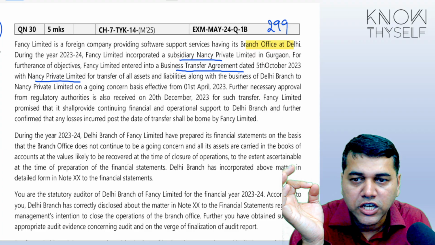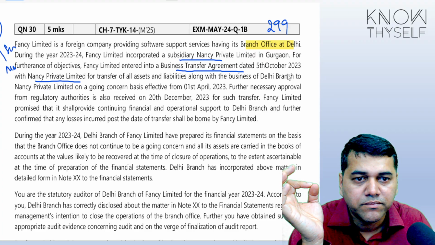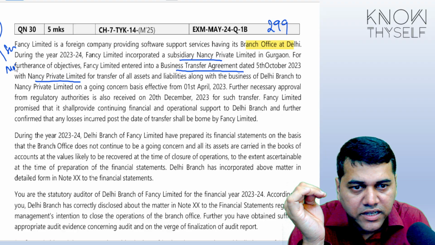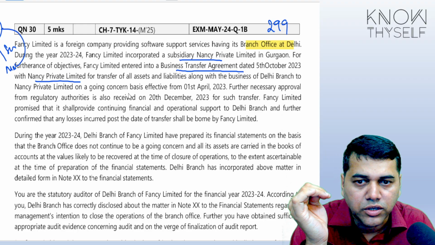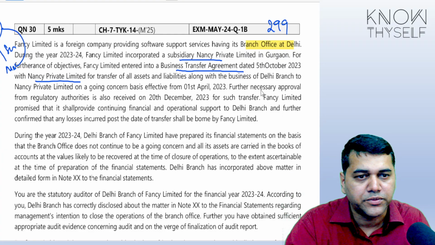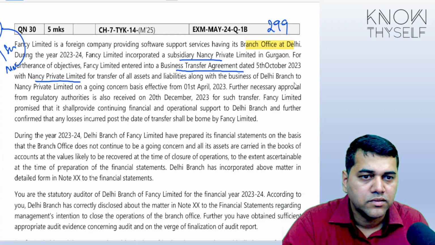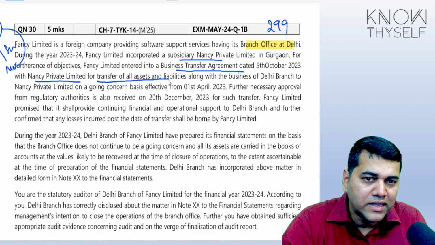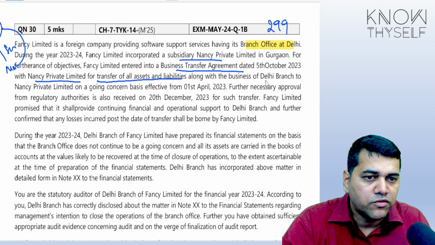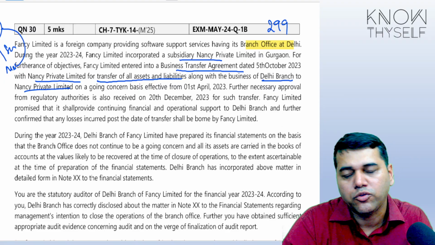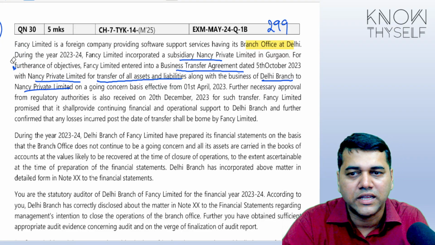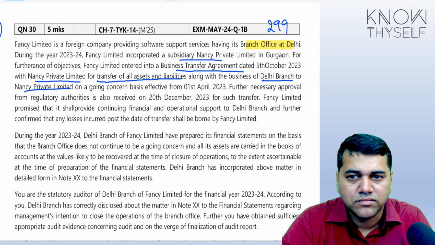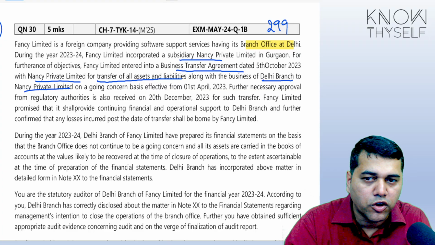Now Fancy also incorporated Nancy as a subsidiary, and entered into a business transfer agreement with Nancy only. Fancy again entered into one contract with the subsidiary. Related party transaction. Along with the business of the Delhi branch, they agreed to transfer all the assets and liabilities of the Delhi branch to Nancy Private Limited. The story goes like this. Initially, you are operating with one branch. That branch is not a separate entity, it is part of your organization.